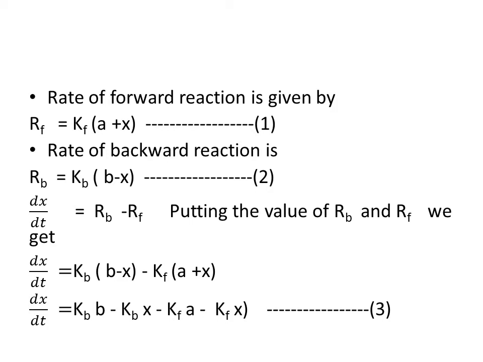Now the rate of reaction is equal to the rate of backward reaction minus the rate of forward reaction. Putting the values of Rb and Rf from equations 1 and 2 respectively, we get dx/dt equal to kb into (b minus x) minus kf into (a plus x). Now open the brackets. This will become dx/dt equal to kb into b minus kb into x minus kf into a minus kf into x. This is equation number 3.